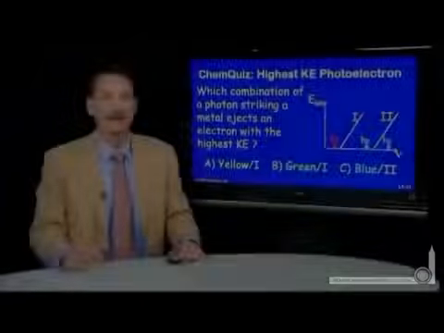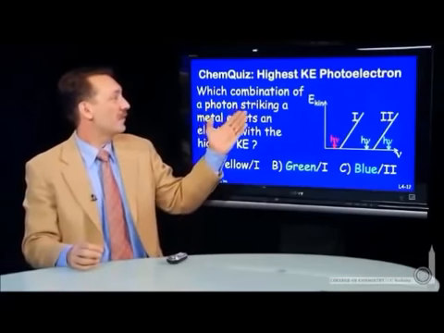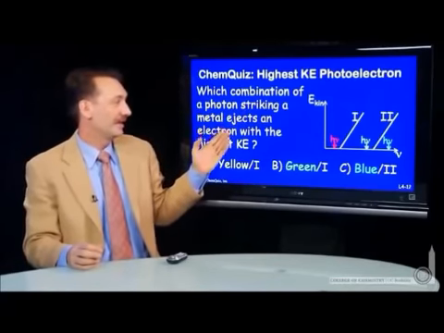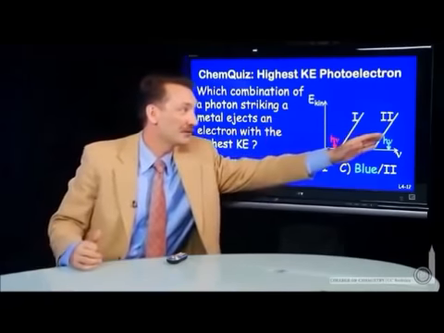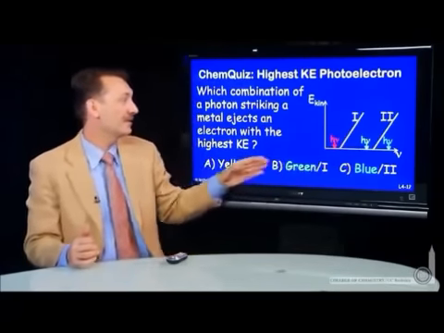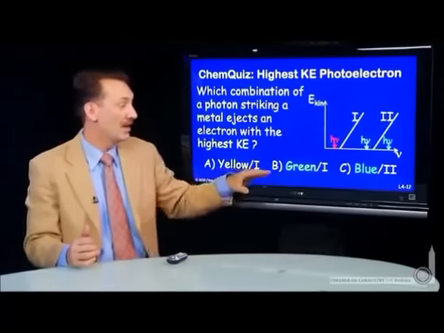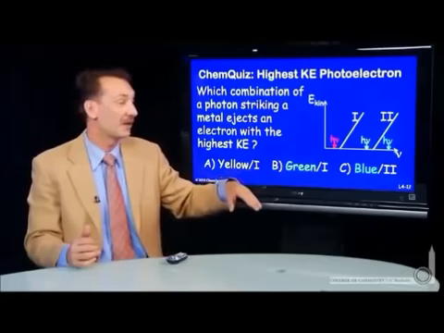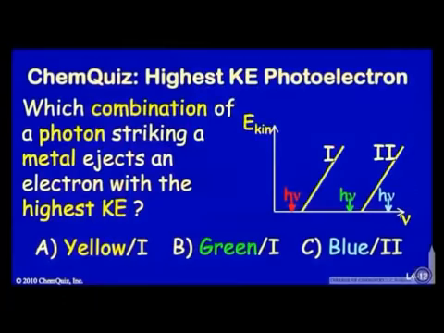Let's look at the photoelectric effect again. Which combination of a photon striking a metal ejects an electron with the highest kinetic energy? So I have two metals represented and several different photon energies. So is it a yellow photon striking metal 1, a green photon striking metal 1, or a blue photon striking metal number 2? Think about that for a second and make a selection.